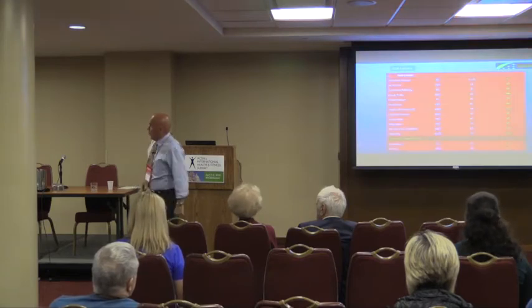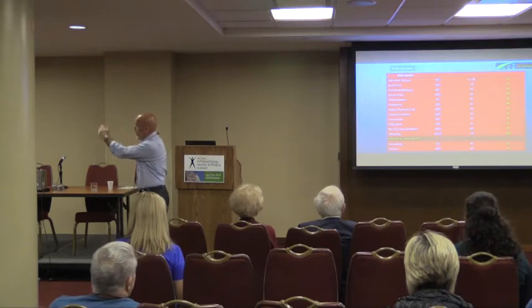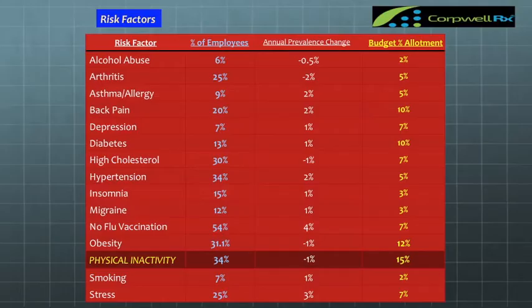So, when we look at risk factors, the actual Corporate Rx calculator looks something like this. It has three data columns. The first column, aside from the risk factors listed, asks you to put in the percentage of employees that you know have that condition or that you suspect. And if you don't know, we actually have a listing on the calculator that gives you the national norm.